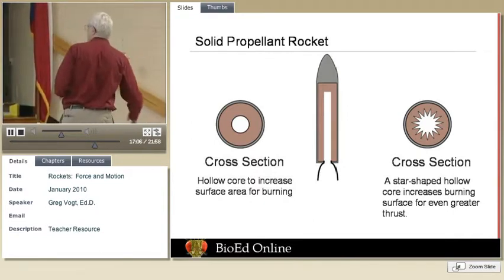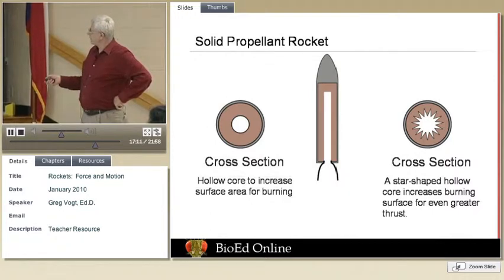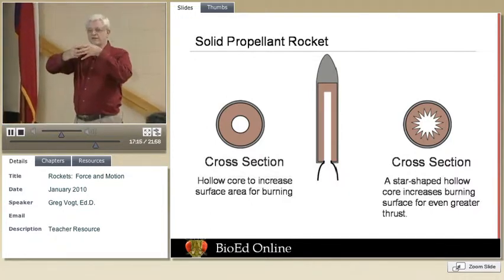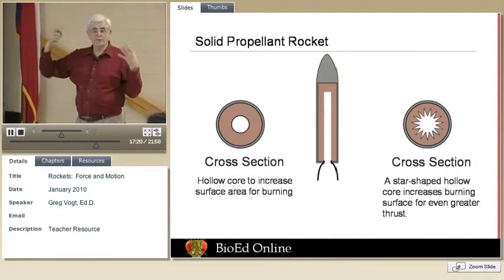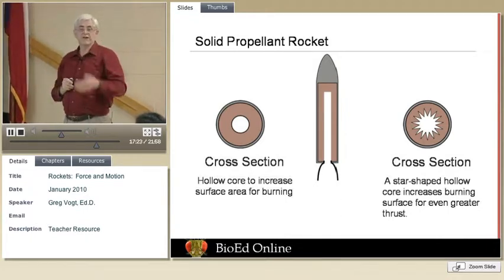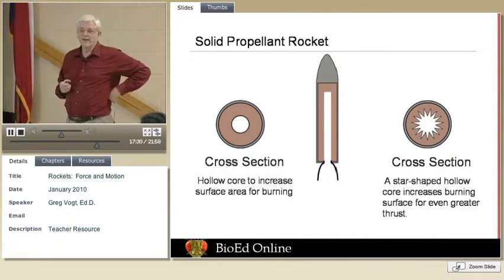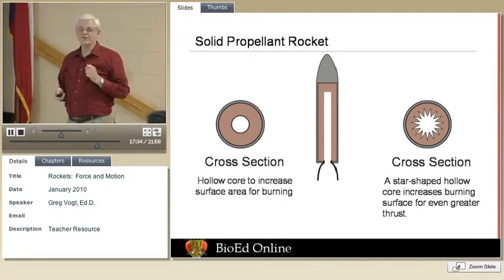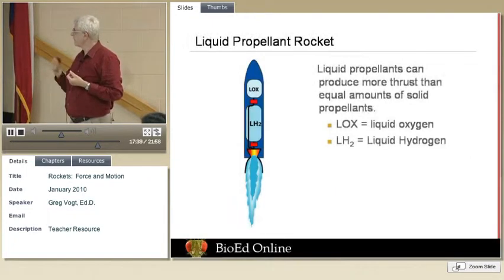Here's another trick, and I mentioned it before. You've got this hollow section inside the rocket, and all you do is you burn the entire surface of that, and it burns not just from the bottom up, it burns from the inside out. That increases the surface area that burns, so you get more burning and more gases coming out the back, so they go out faster as a result, and you get better thrust. But you can even get more clever than that. You can make a hollow core that looks like a star shape. All those little edges have more surface area, and they really burn like crazy. In the solid rocket booster for the shuttle, they use that idea to help increase their thrust.